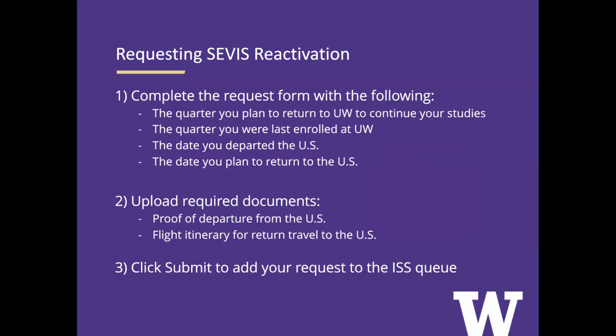In order to complete your request form, you will need the following information: the quarter you plan to return to the UW to continue your studies, the quarter you were last enrolled at the UW, the date you departed the U.S., and the date you plan to return to the U.S. You will also be required to upload proof of your departure from the U.S., as well as your flight itinerary to return. Be sure to click Submit so that your request is added to the ISS queue for processing.